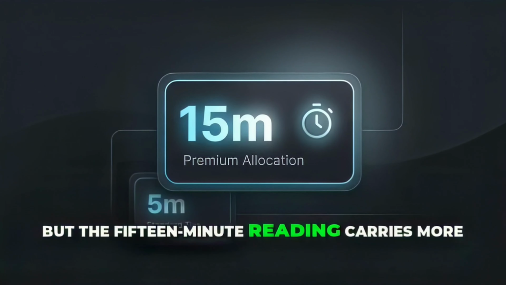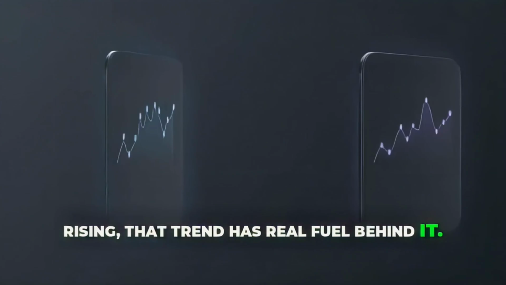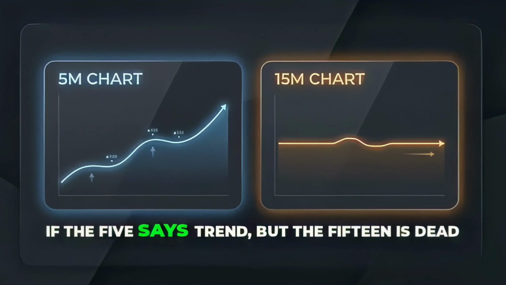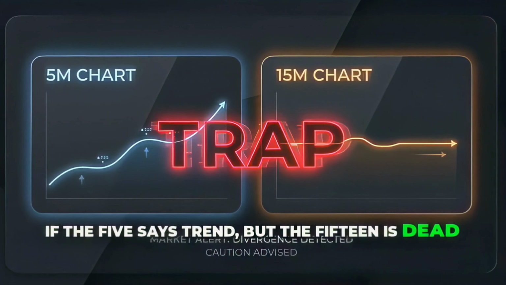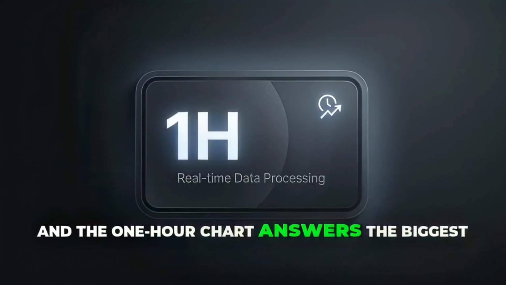But the 15-minute reading carries more weight than the 5. When the 15-minute ADX is strong and rising, that trend has real fuel behind it. So I use the 15 to confirm what the 5-minute is telling me. If the 5 says trend, but the 15 is dead flat below 20, that's a trap. I skip it.